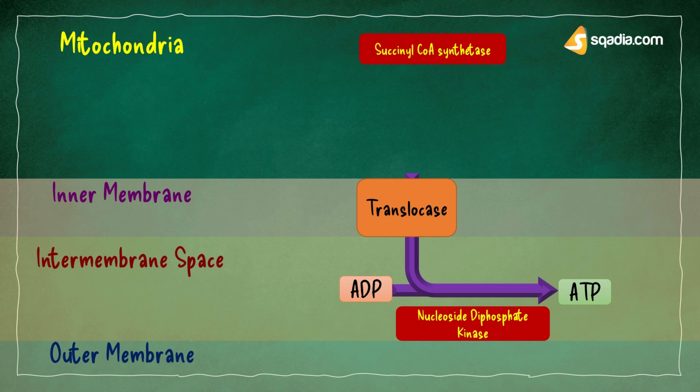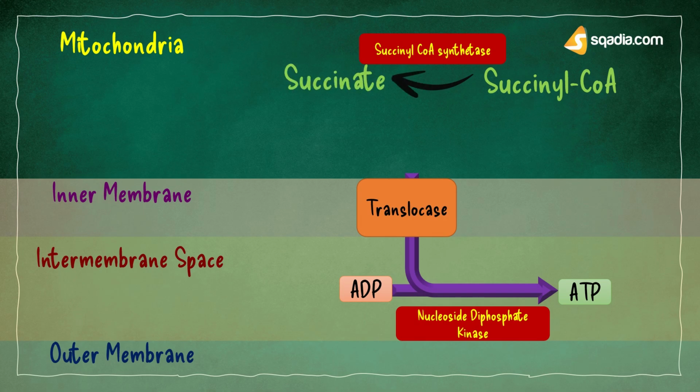Now if we look closely in this step of the Krebs cycle, succinyl-CoA undergoes an energy-conserving reaction in which succinyl-CoA is cleaved to form succinate. This reaction is accompanied by the phosphorylation of guanosine diphosphate, GDP, to guanosine triphosphate, GTP. The GTP thus formed then readily transfers its terminal phosphate group to ADP, forming an ATP molecule. The reaction is catalyzed by the enzyme succinyl-CoA synthetase.